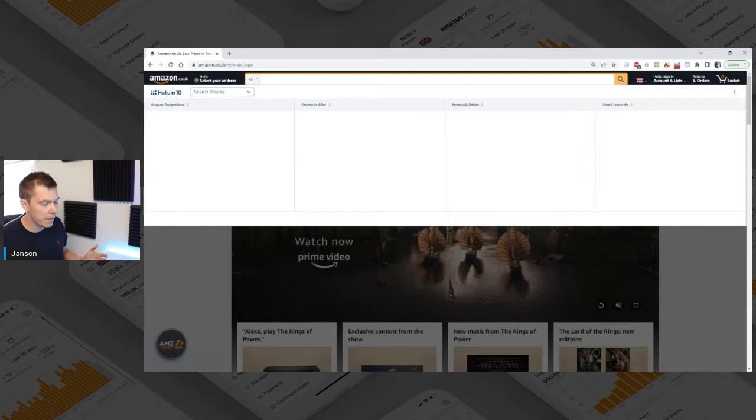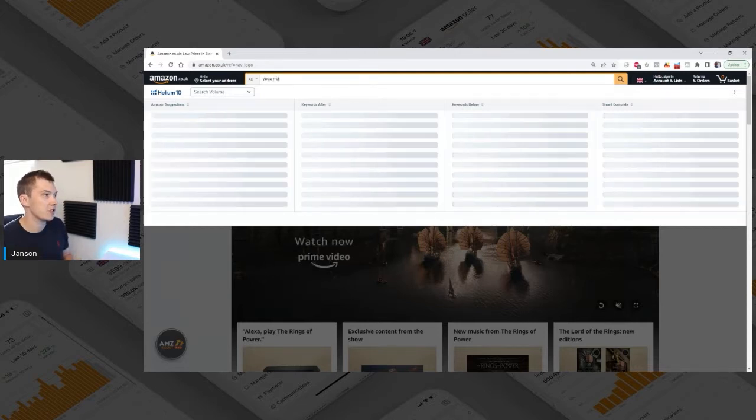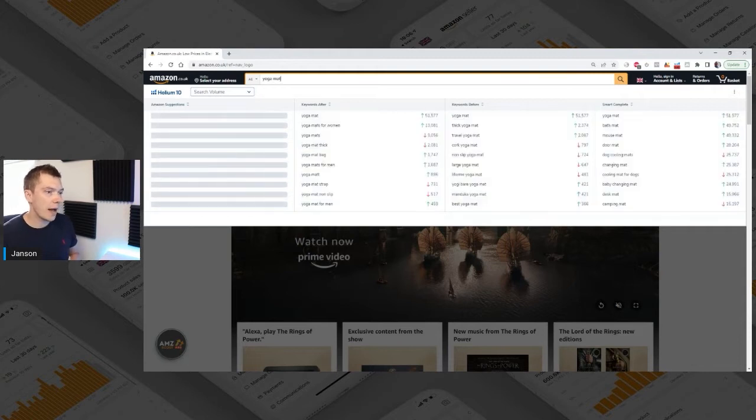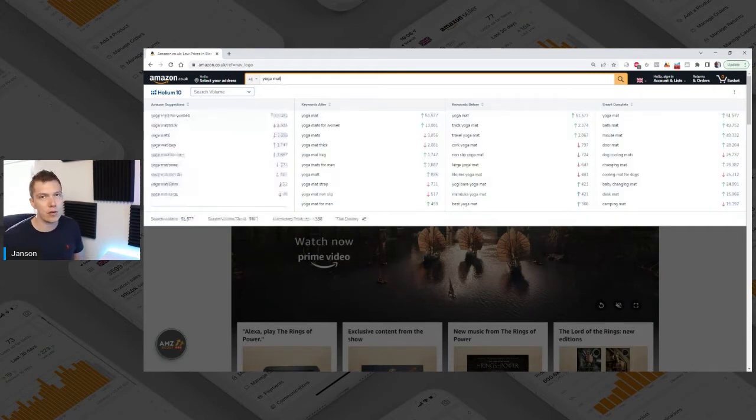Now, if we type in any product, let's just go with something very generic at the moment, such as yoga mat. What happens is rather than Amazon's autocomplete or auto suggestion tool showing you what other customers are searching for, you'll still be shown that in Helium 10's new format, which is this section here, but you'll also be given data from Helium 10's Cerebro tool.